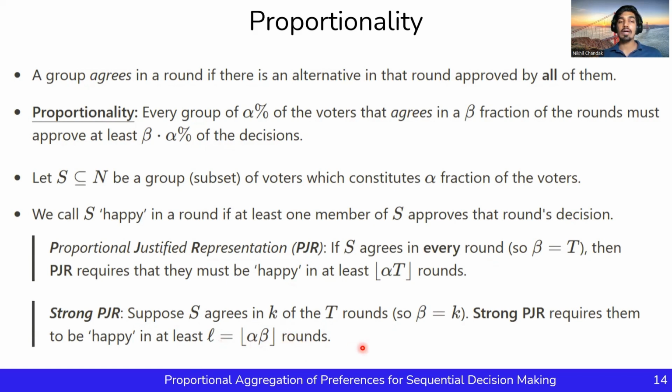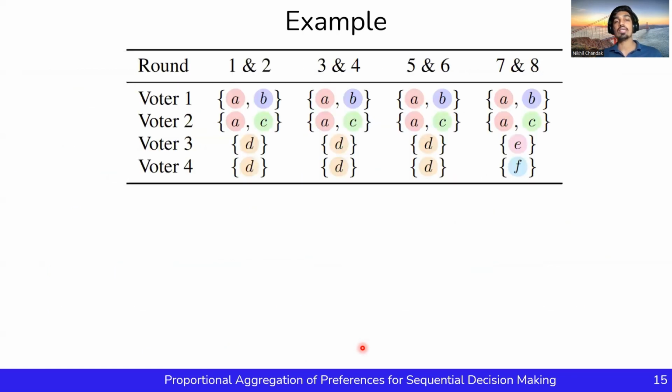Now that we have the definitions of the axiom, let's see an example to illustrate this. Consider the following instance where we have 8 rounds and 4 voters. And for every 2 rounds, we have the approval set of the voters. So voter 1 approves alternative A and alternative B in the first 2 rounds, and not any other alternative.